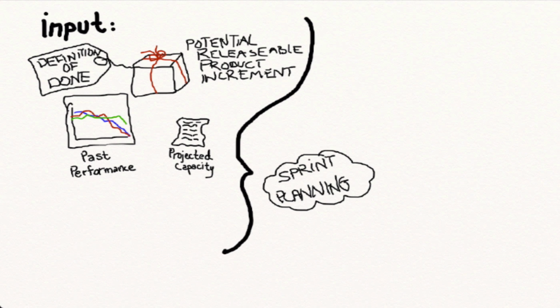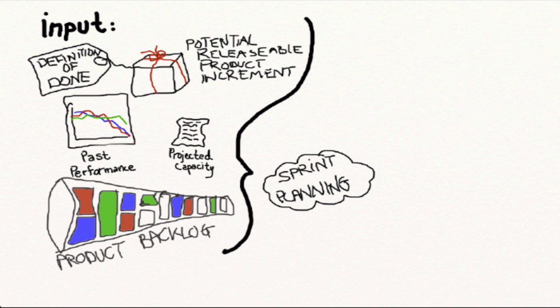The definition of done is also used as input. If it's not clear to everyone when product backlog items or the product increment is done, how can we know when to stop working on it? It's used to help the development team decompose all tasks needed to deliver the requirements. And finally, the product backlog, where the ordered product backlog items are taken from.